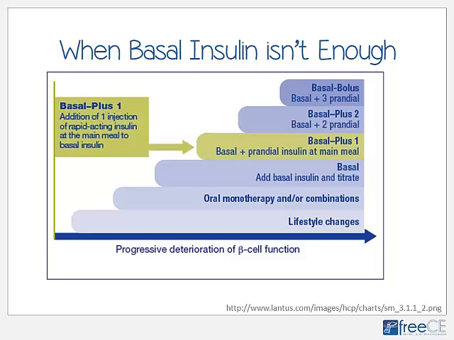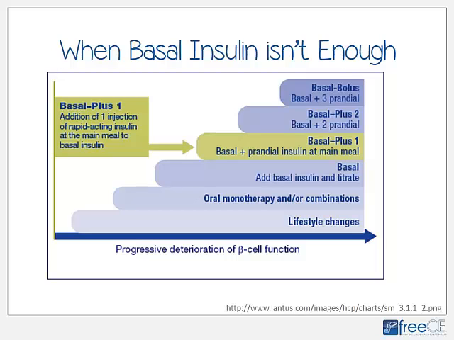This next slide will show you what we're going to have to do when the basal insulin, the Lantus or Levemir, or even Ultra Lente for the old timers, when that just isn't enough. The bottom axis going from the left to the right is showing a progressive deterioration of beta cell function. We're losing more and more of the ability of that tired pancreas to even produce insulin. So the first level we're going to do is lifestyle changes, then we do the oral monotherapy, and then on the third step we might be adding basal insulin and titrating it.